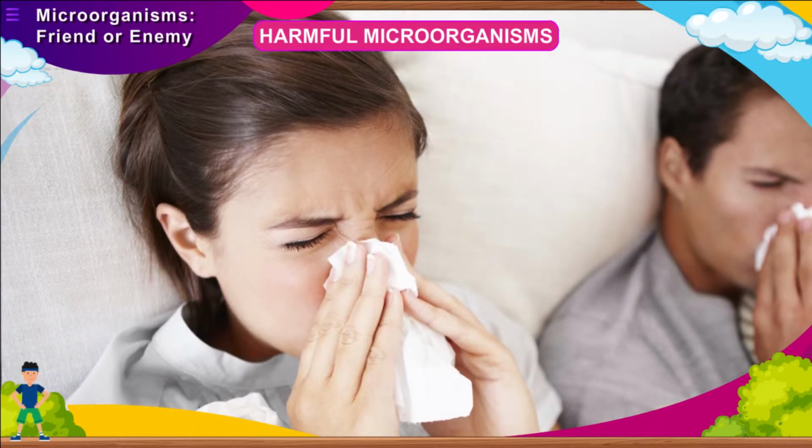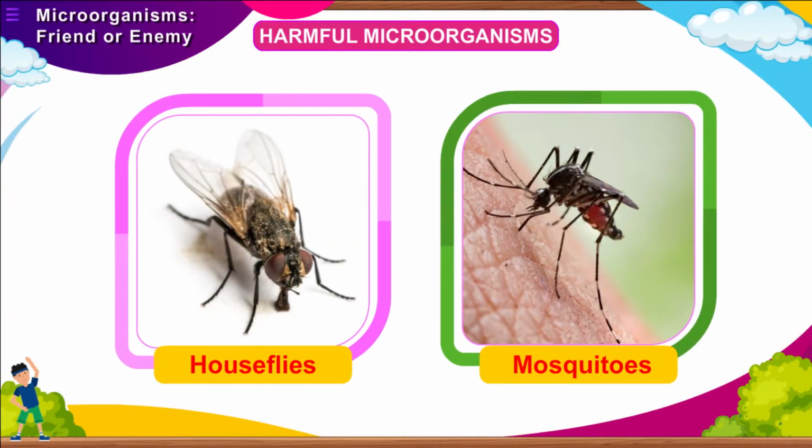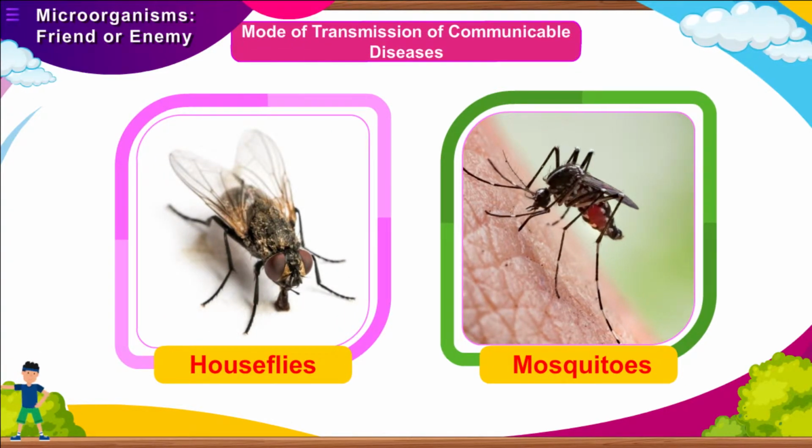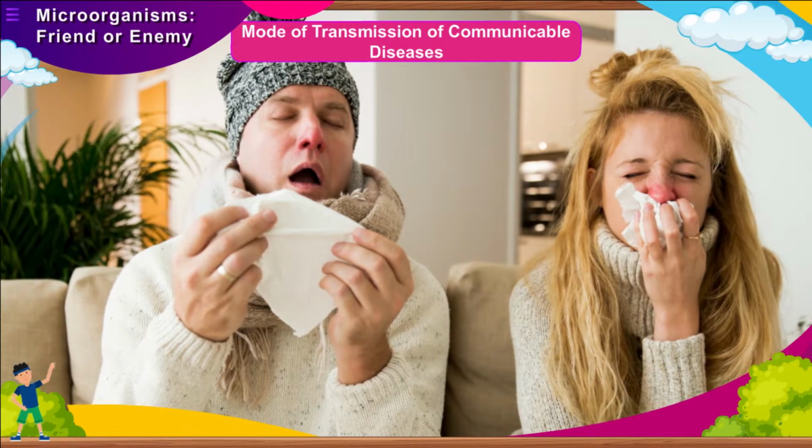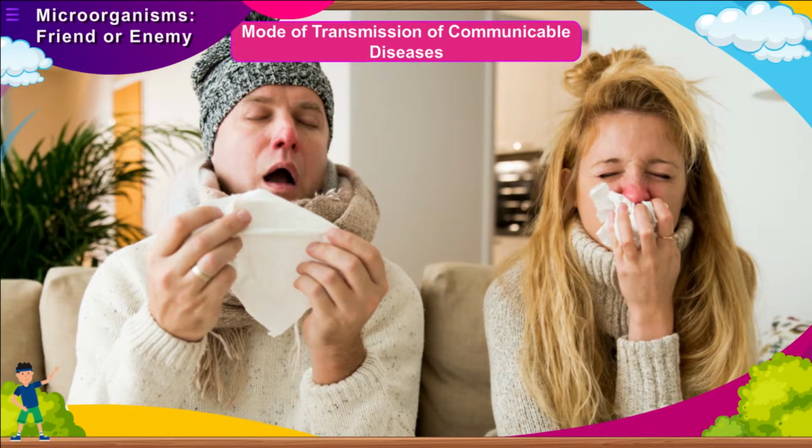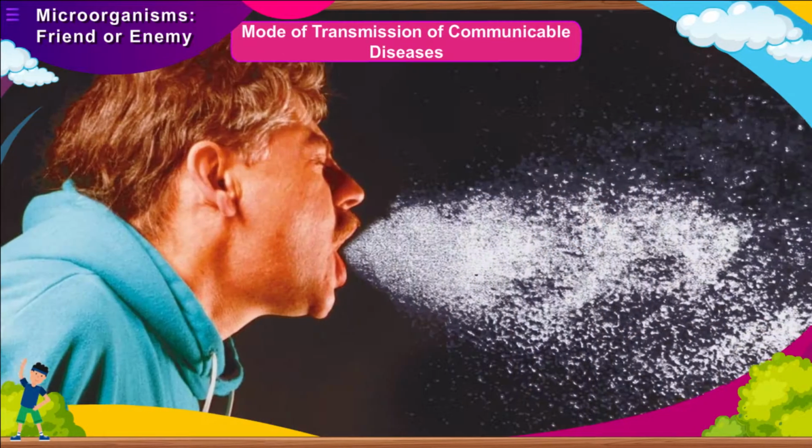The agents which transmit disease-causing microorganisms from an infected person to a healthy person are called carriers or vectors. Houseflies and mosquitoes. Mode of transmission of communicable diseases. Communicable diseases are transmitted from an infected person by these ways.